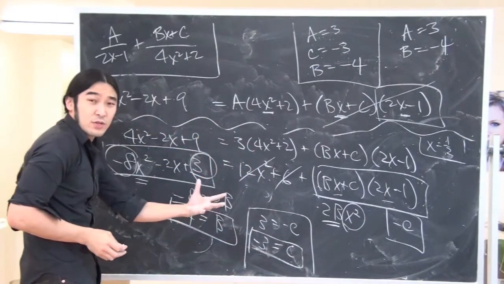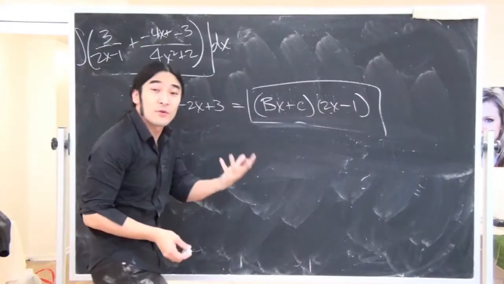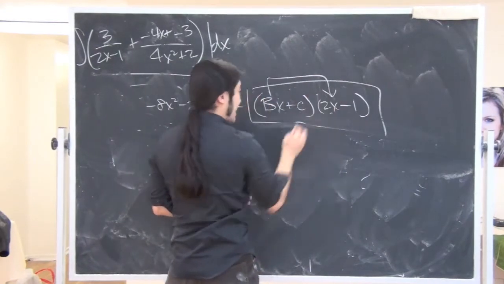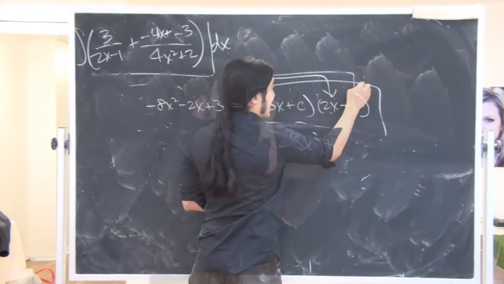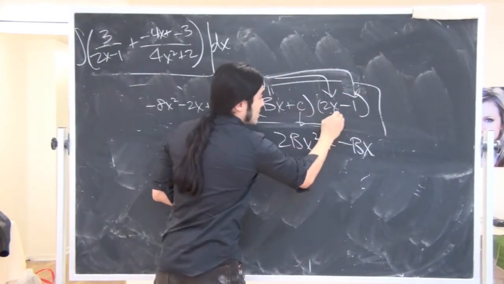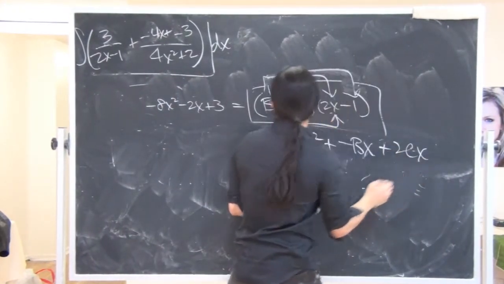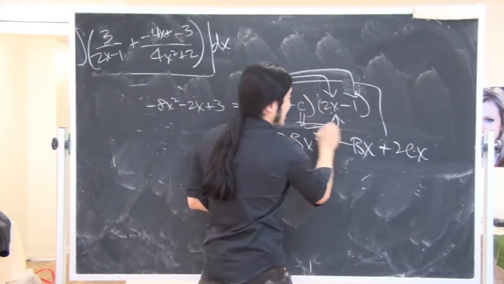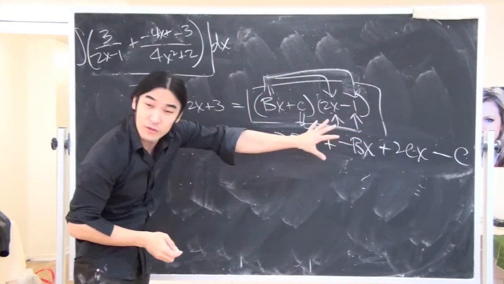Okay? If that bugged you, you could have just FOILed this out and done the same thing. But either way, let's FOIL this out and see. So we get this term and this, plus this term, bx times negative 1, so negative bx, plus c times 2x, so positive 2cx, and then the final term would be c times negative 1, or negative c. So we just FOILed this out on the right.